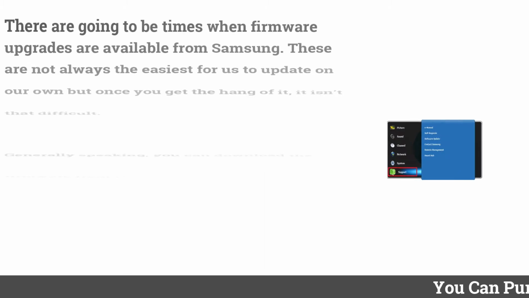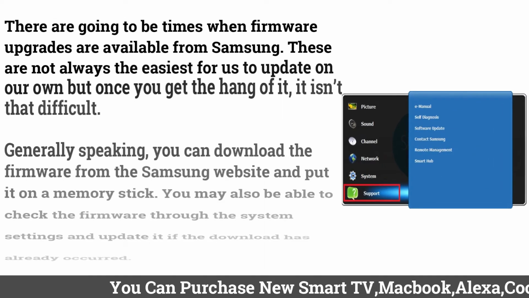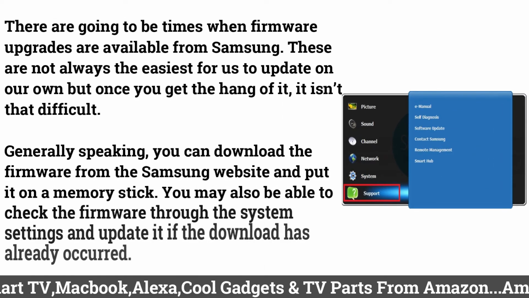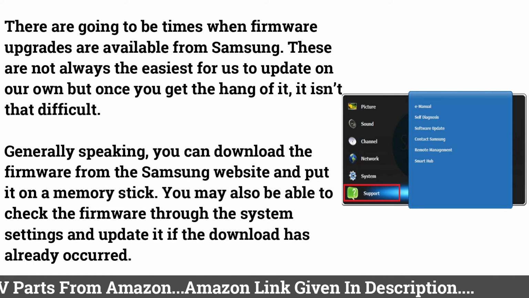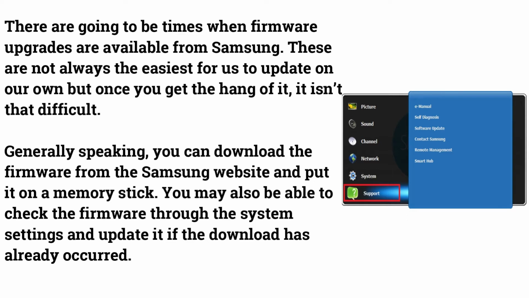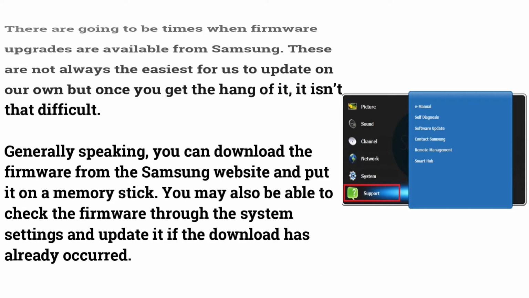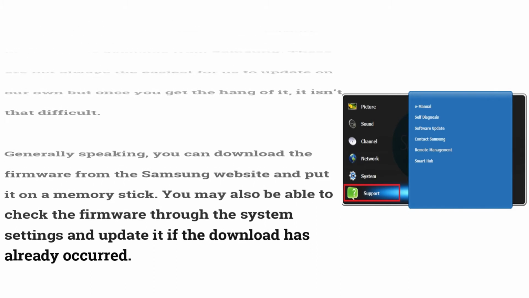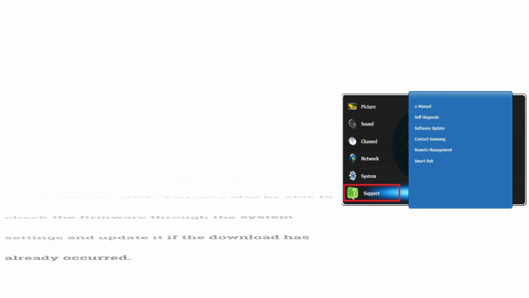Firmware. There are going to be times when firmware upgrades are available from Samsung. These are not always the easiest for us to update on our own, but once you get the hang of it, it isn't that difficult. Generally speaking, you can download the firmware from the Samsung website and put it on a memory stick. You may also be able to check the firmware through the system settings and update it if the download has already occurred.